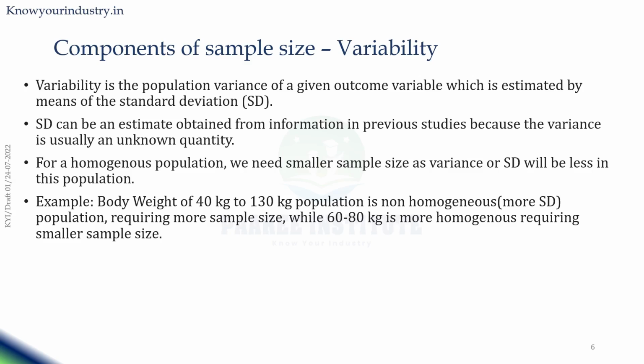When you consider a body weight range of 40 kg to 130 kg in a study group, then it is non-homogeneous. That means there will be more standard deviation. You have very low weight as well as very high weight. The range is very huge. And when it comes to a homogeneous population, that is narrowed down, the weight range is narrowed down to 60 to 80 kg, then you need a smaller sample size. This is how the standard deviation will influence the sample size.